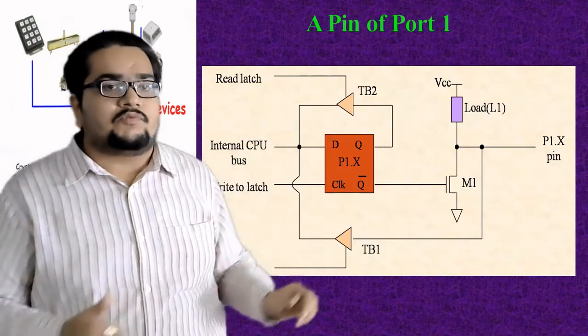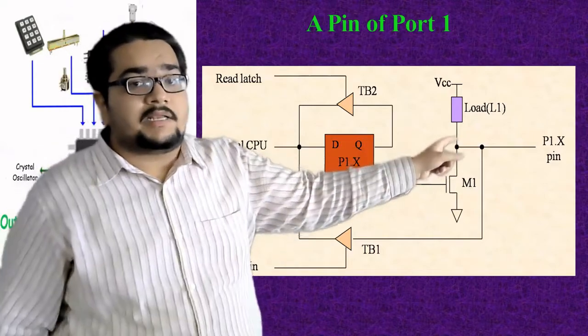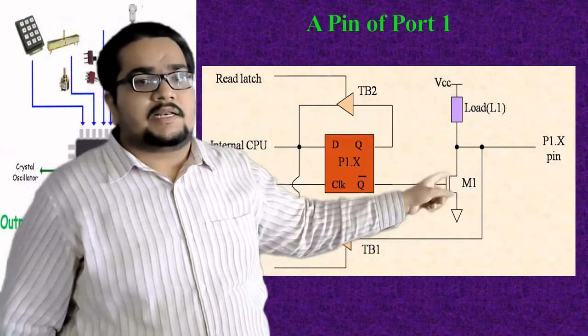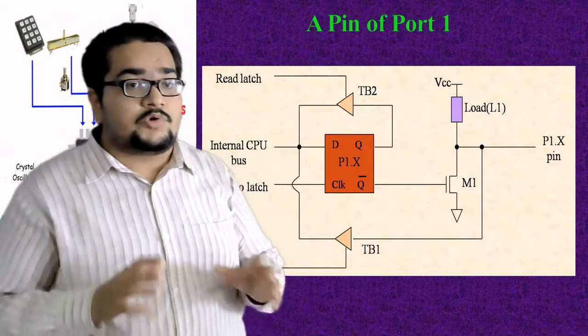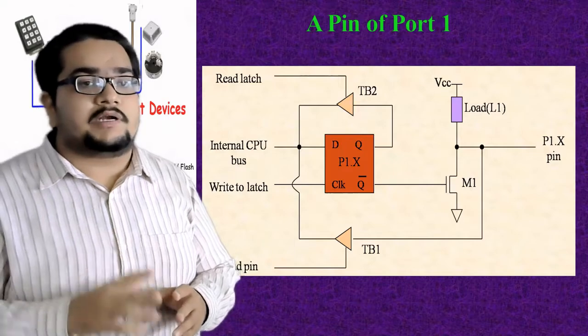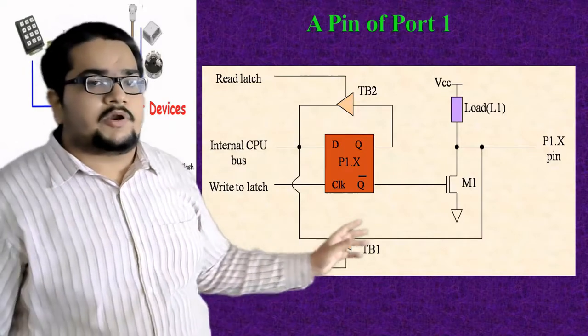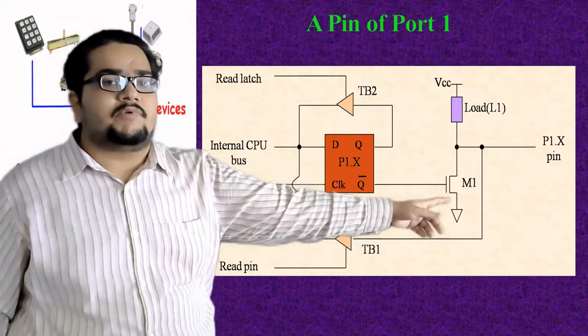Internally, port 1, port 2, and port 3 will be pulled to VCC, but port 0 will not be internally pulled. Why is that, and how is it? If it is not internally pulled, then what solution could be made about that? We will see. But as of now, you understand this is a gating transistor M1.